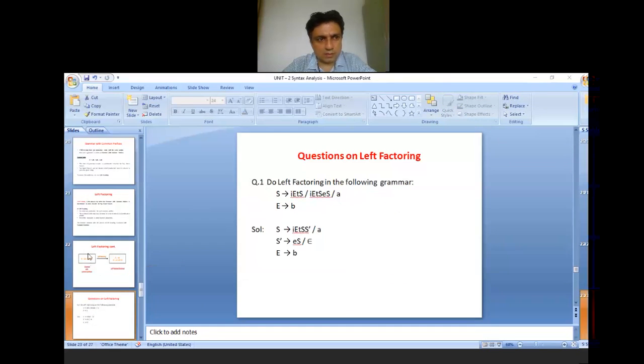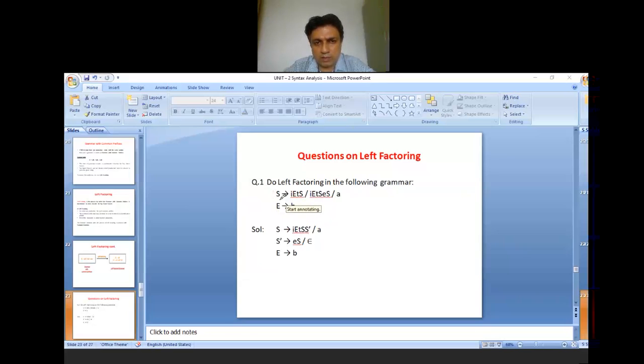So let us discuss some questions on left factoring. This is the first question. Do left factoring in the following grammar. Suppose you have been given the grammar and you need to left factor it. How can you identify whether the grammar contains left factoring or not? First, you need to check it.